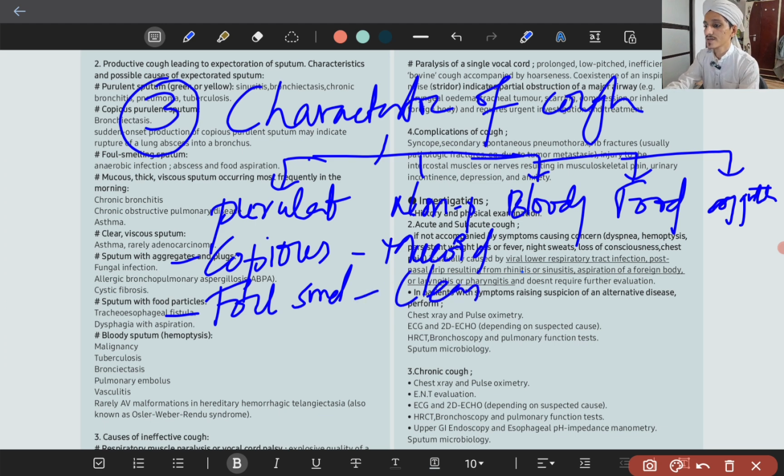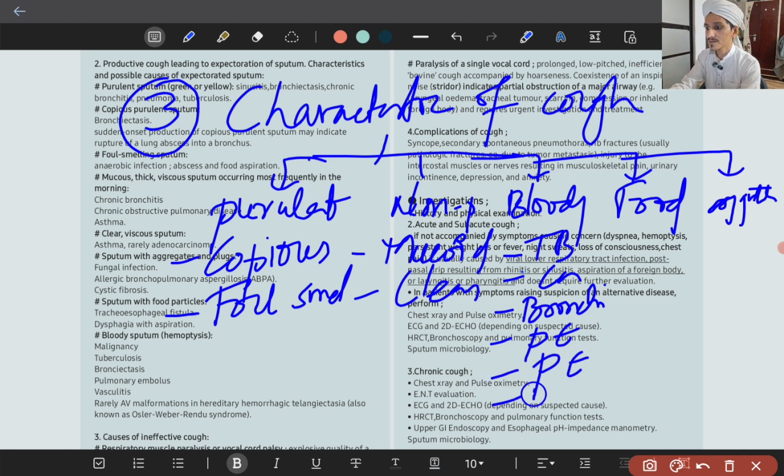If it is bloody, meaning hemoptysis, then tuberculosis, carcinoma, bronchiectasis, pulmonary edema, acute left ventricular failure. Okay, then pulmonary embolism, massive pulmonary embolism, and mitral stenosis; all these cause bloody hemoptysis.